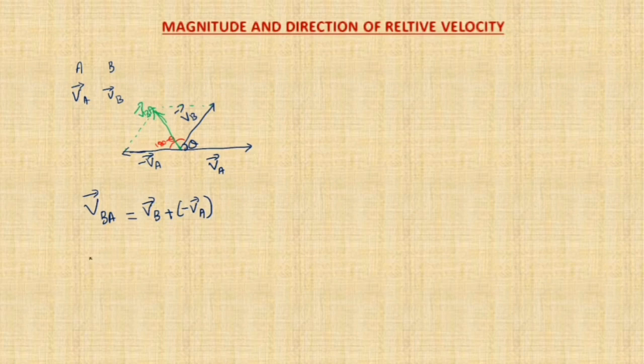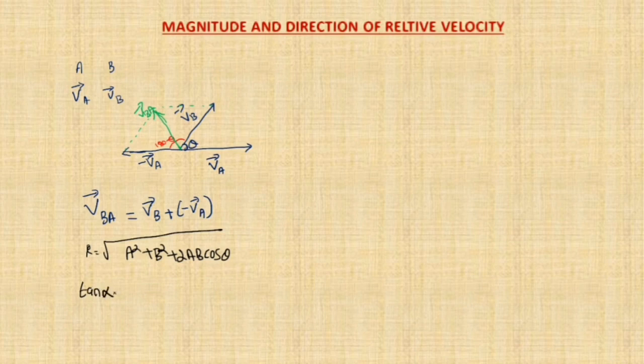Now, to find the magnitude of VBA, we have already learned one formula, right? The resultant is equal to the root of A square plus B square plus 2AB cos theta. Same way, we have already learned one formula to calculate the angle of the resultant.